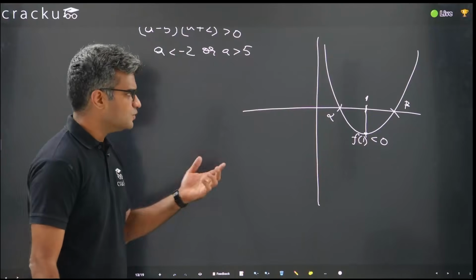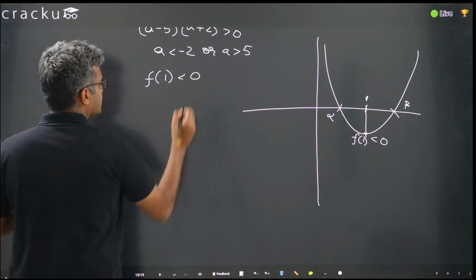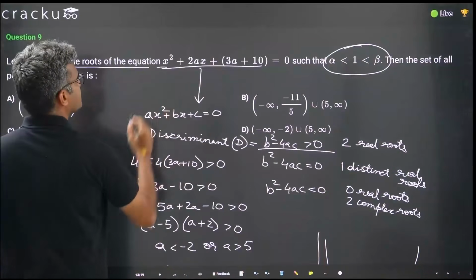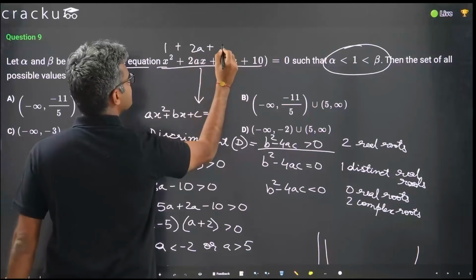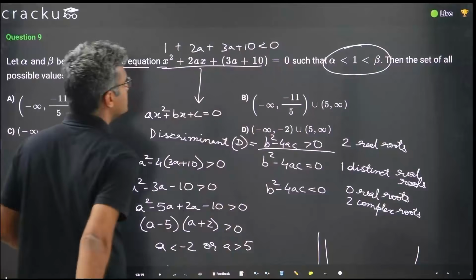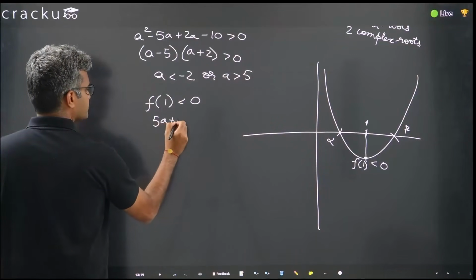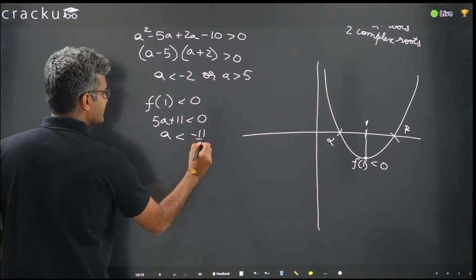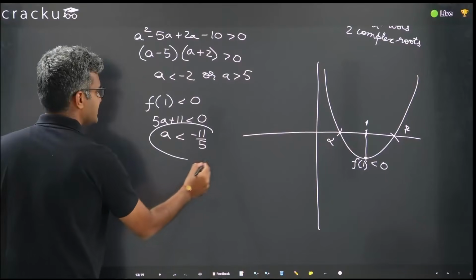What is f of 1? Instead of x, substitute the value of x to be equal to 1 over here. This will be 1 plus 2a plus 3a plus 10 has to be less than 0. That is 5a plus 11 has to be less than 0, or a has to be less than minus 11 by 5. So we want a to be less than minus 11 by 5.